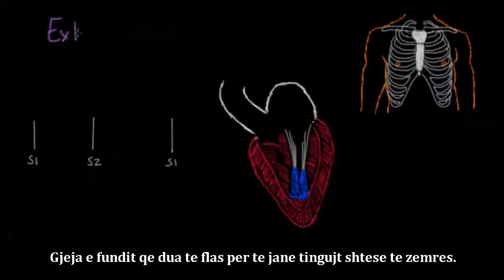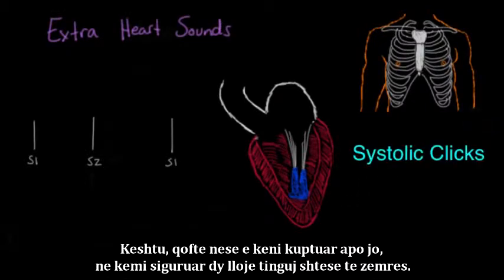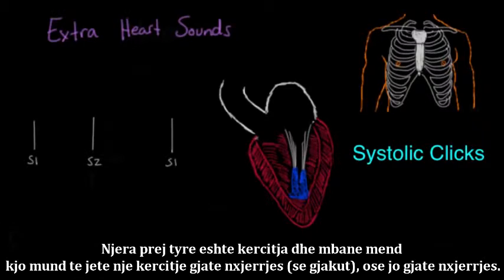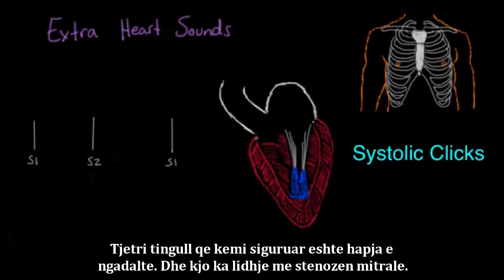And so the last thing that I want to talk about are extra heart sounds. Whether you've realized it or not, we've actually covered two types of extra heart sounds already. One of them is the click, and remember this can be an ejection click or a non-ejection click, the ejection one being associated with aortic stenosis, and the non-ejection one being a little bit later in systole and associated with mitral valve prolapse. The other extra heart sound that we've covered is the opening snap, and remember that's associated with mitral stenosis.